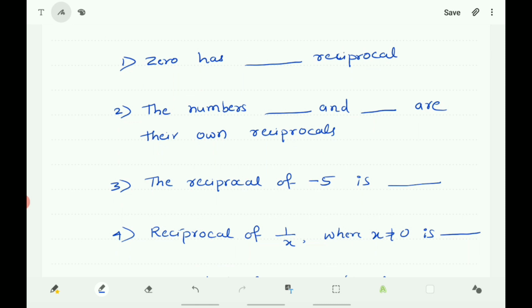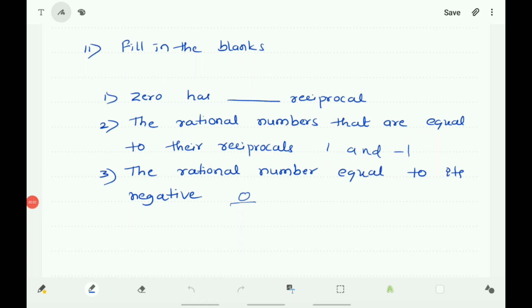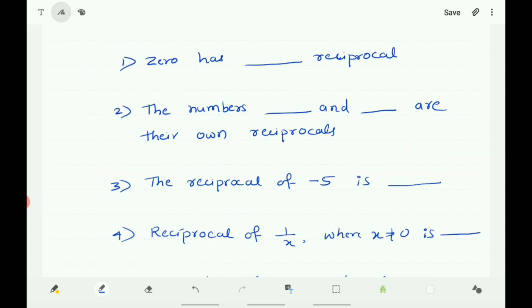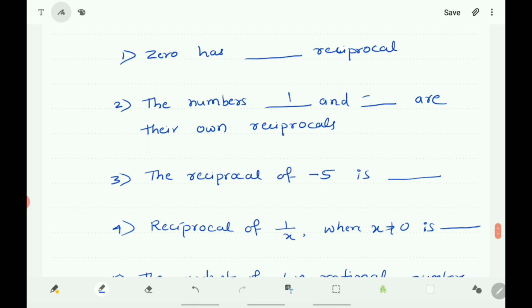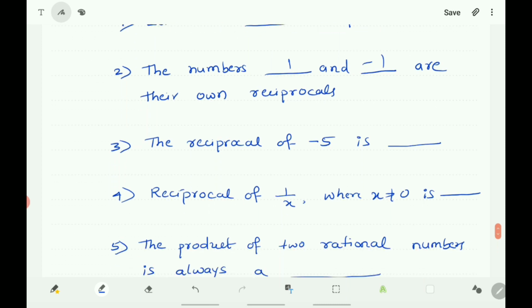You know that the reciprocal of 1 is 1. The reciprocal of minus 1 is also minus 1. Therefore, the numbers you have to write here, 1 and minus 1 are their own reciprocals. Here you write 0. Next, the reciprocal of minus 5 is 1 by minus 5, or also you can write minus 1 by 5. And while writing the reciprocal, the sign will not change, only the numerator and denominator exchange.